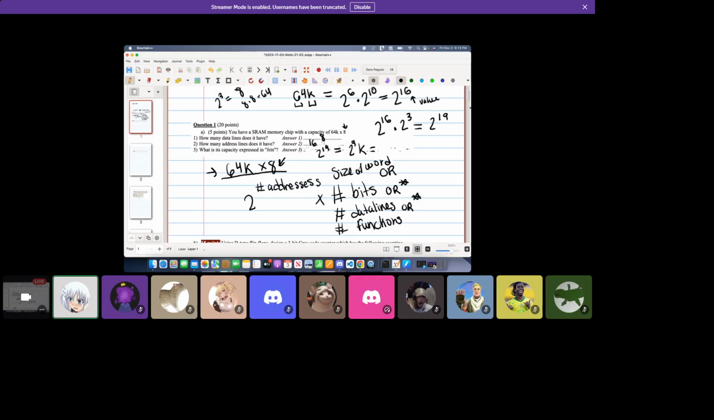Is everybody comfortable with this type of question? One more thing I'll reiterate before we start. We have another sort of formula. This can be variables too. So whether they say address lines or number of addresses or variables, it's talking about this value that's above there. Whether they say size of words, number of bits, number of data lines, or functions, they're talking about this value.